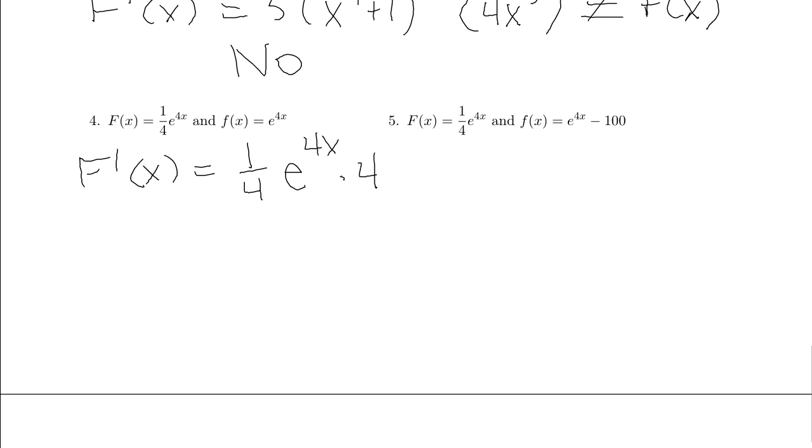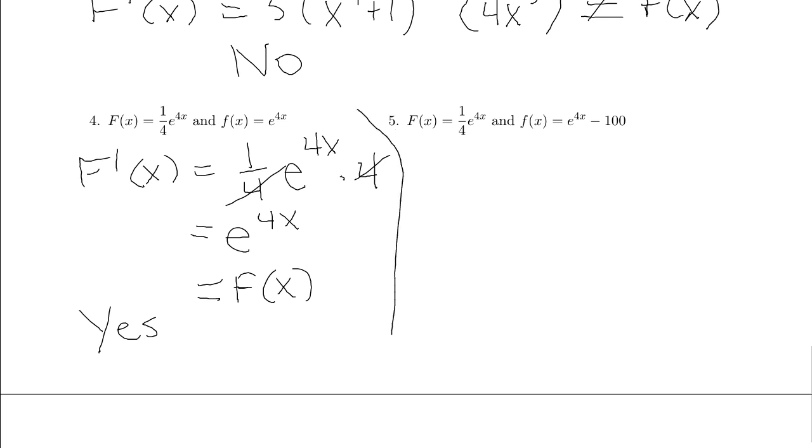Now here we have a 1 over 4 and a 4, so these cancel out, leaving us with e to the 4x, which is exactly our little f of x function. So it's our only example for these first few. This is an antiderivative, so we say yes. Big F of x is an antiderivative because when we take its derivative, we get little f of x. Okay, so then question 5, we want to take the derivative of big F of x again.